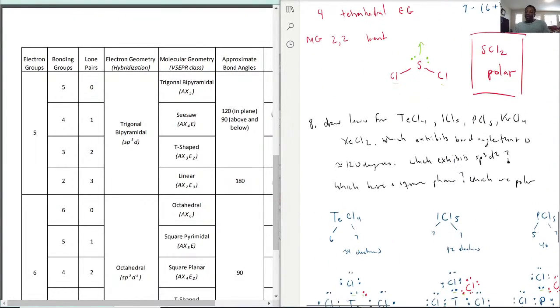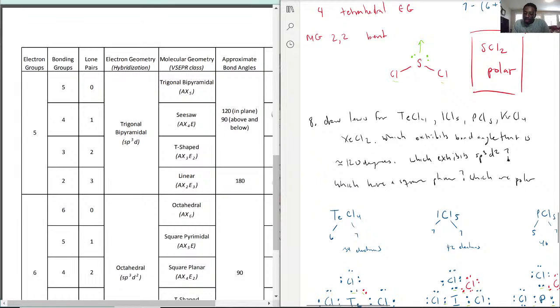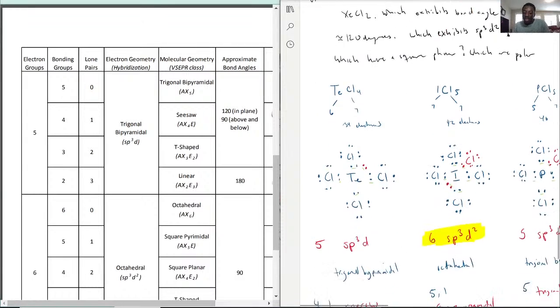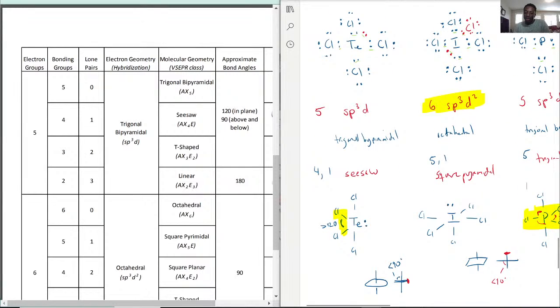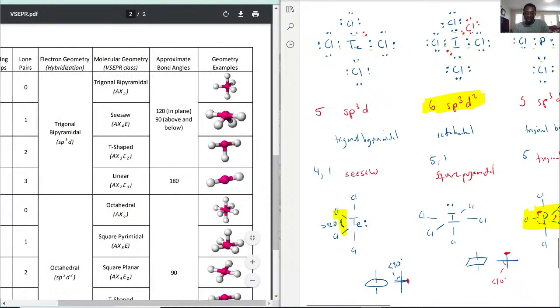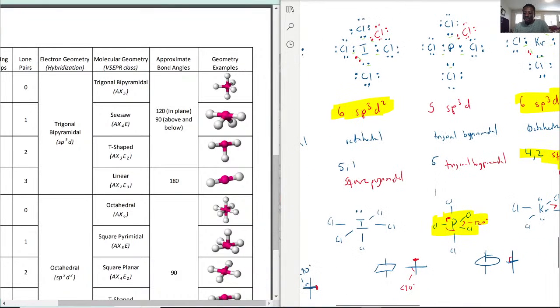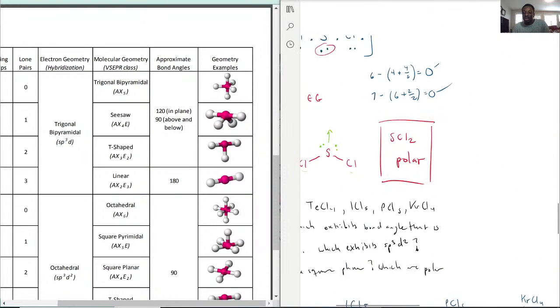So now reviewing what the question was asking: which exhibits a bond angle that is around 120 degrees? That will be the TeCl4, as you can see here, between these two chlorines. Based on the seesaw, you can see an even better example: the two chlorines at the bottom are around 120. And also PCl5, perfectly around it. That would be a whole 120 degrees between the chlorines in the x-axis.